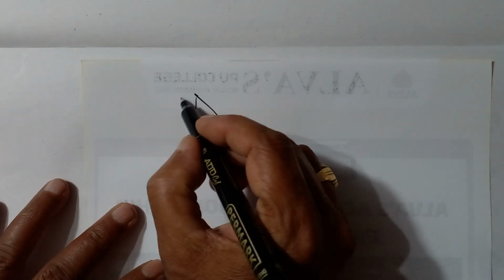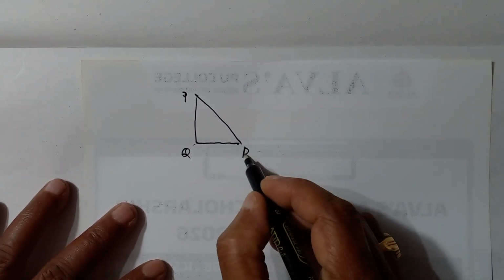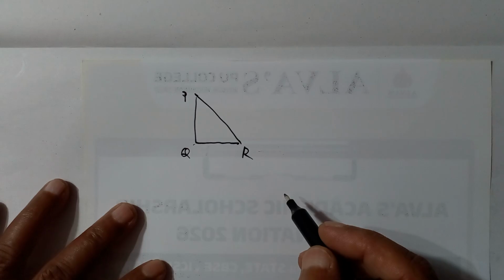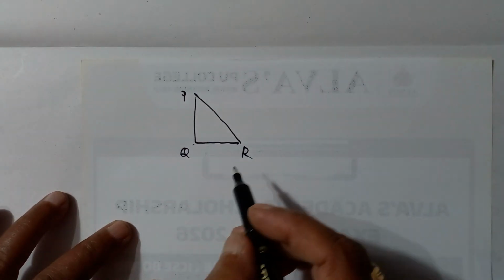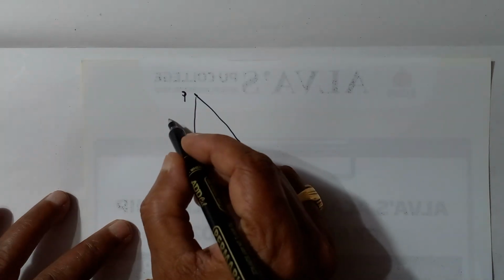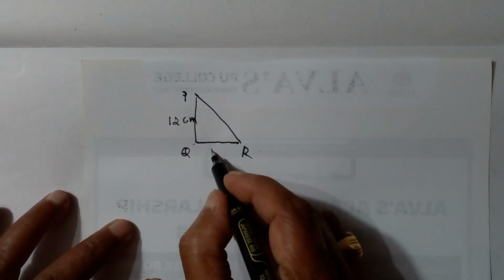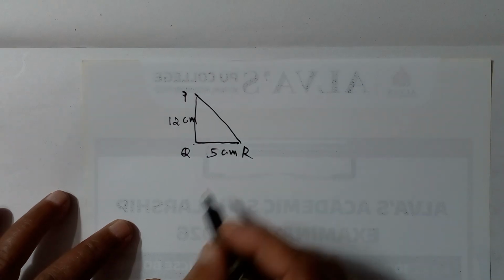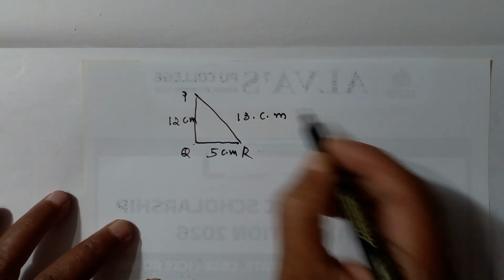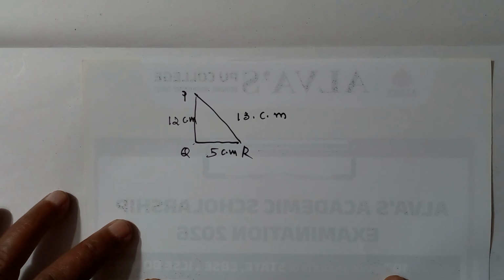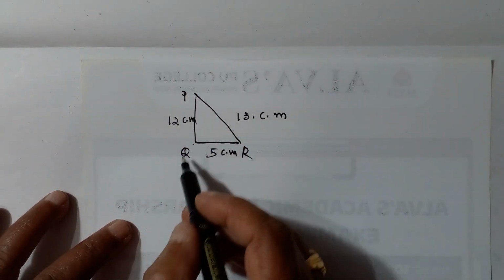Here the triangle is PQR. First, we take whatever things are given. Here 12 centimeter height is given and 5 centimeter base is given and 13 centimeter is the hypotenuse, that is the largest side in any right angle triangle. Here the angles are P, Q, R.